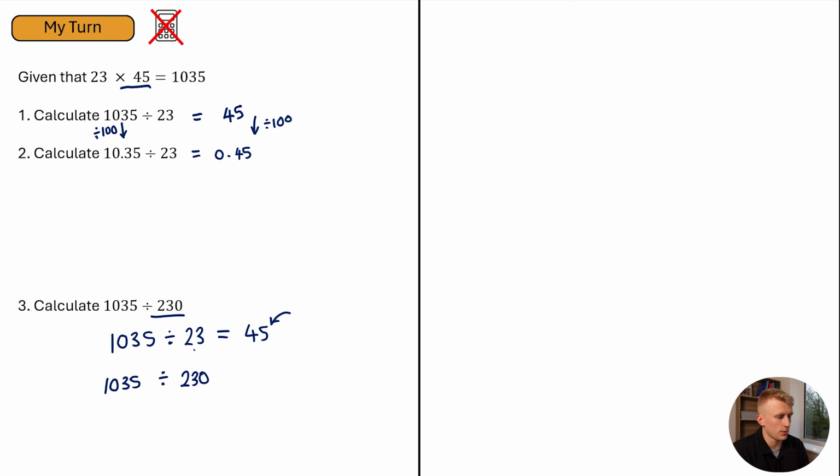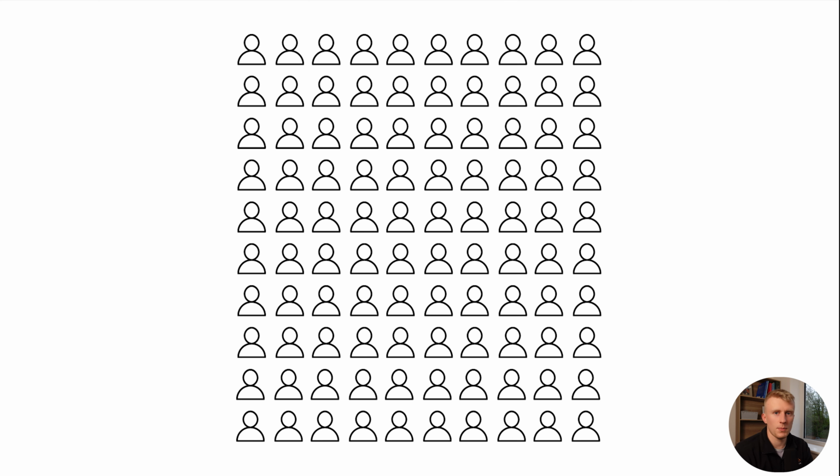So we've multiplied the number we're dividing by 10, which actually means our answer is divided by 10 to give us 4.5. So the key principle there is we're splitting into 10 times more groups, so there are 10 times less in each group. To help us understand this idea of changing the number we're dividing by having an inverse effect on our answer, let's look at this picture example.